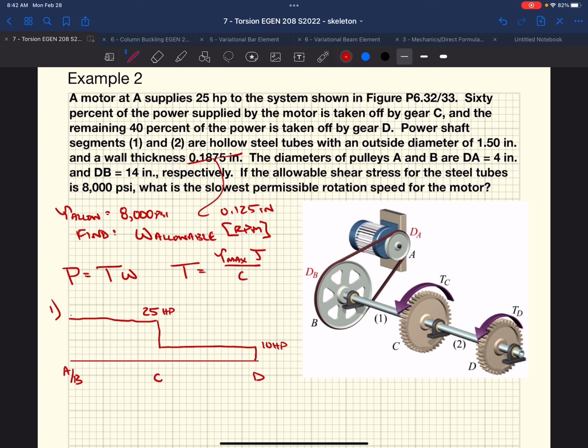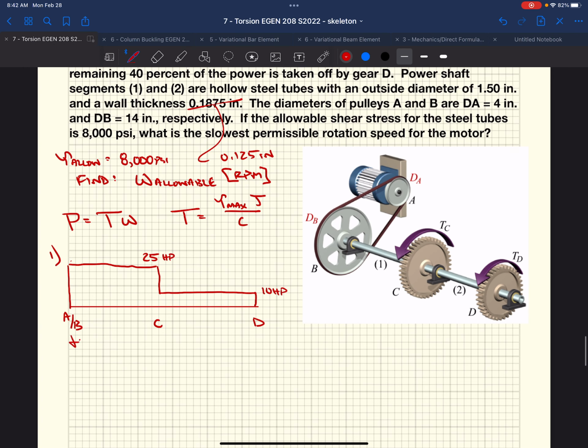Well, because our power is the most in shaft 1, the greatest amount of power is going to be what's limiting our slowest permissible rotational speed. Because as we decrease the rotational speed, we decrease the amount of power. So if we're spinning in shaft 2, we can spin the shaft slower to get 10 horsepower than we need to spin it to get 25 horsepower. So we're going to look at the 25 horsepower shaft section to get the slowest speed that we can rotate in order to deliver that power.